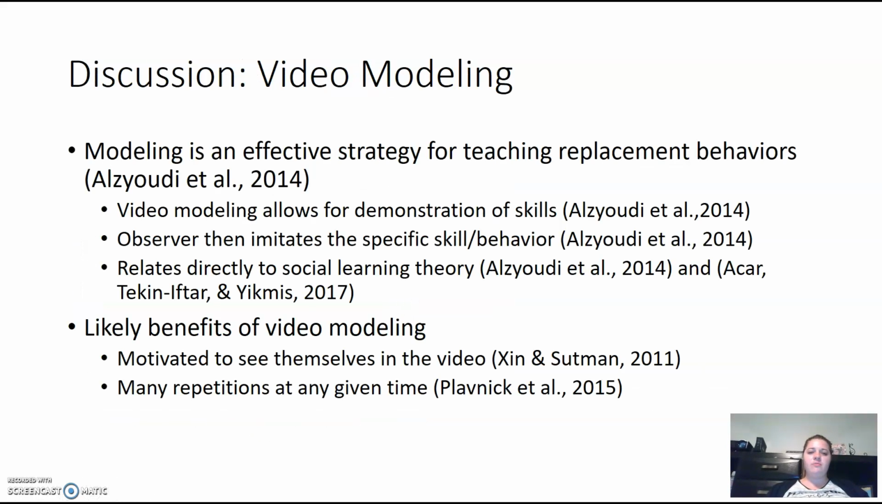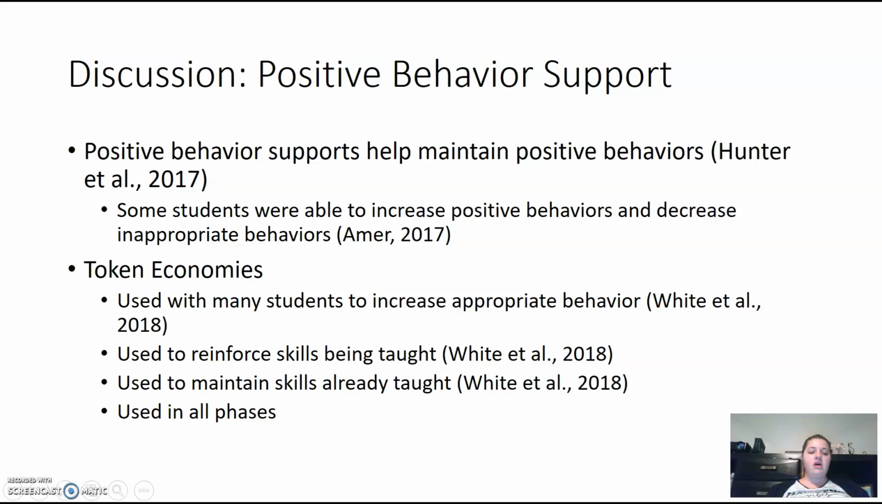Overall, I would say video modeling was an effective strategy for teaching replacement behaviors. It was good for demonstrating the skills, and then the students were able to utilize the video to then imitate it, which relates directly to social learning theory. You watch something happen and then you do it. And then it was very motivating for students to see themselves in videos, and they were able to get a lot of repetitions in with watching the video and then practicing the skill.